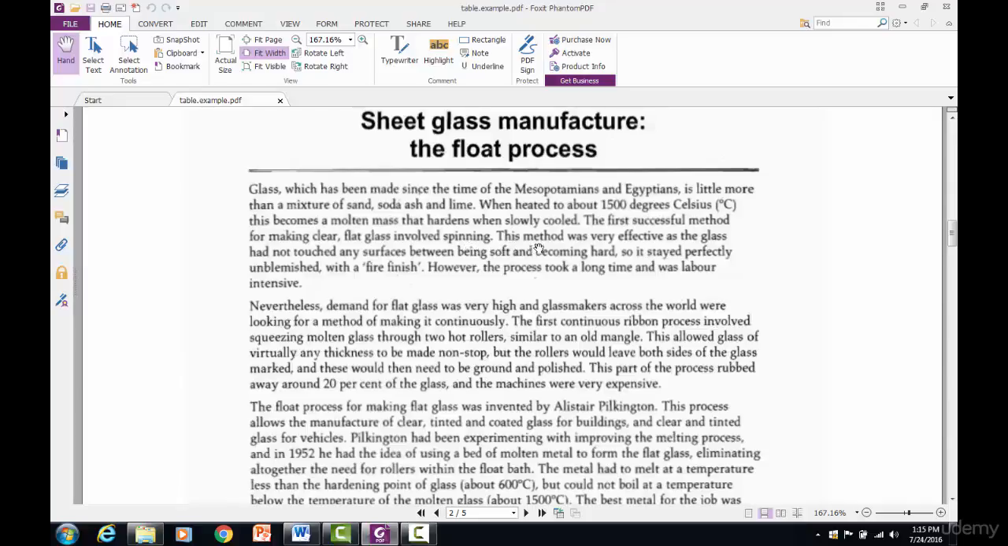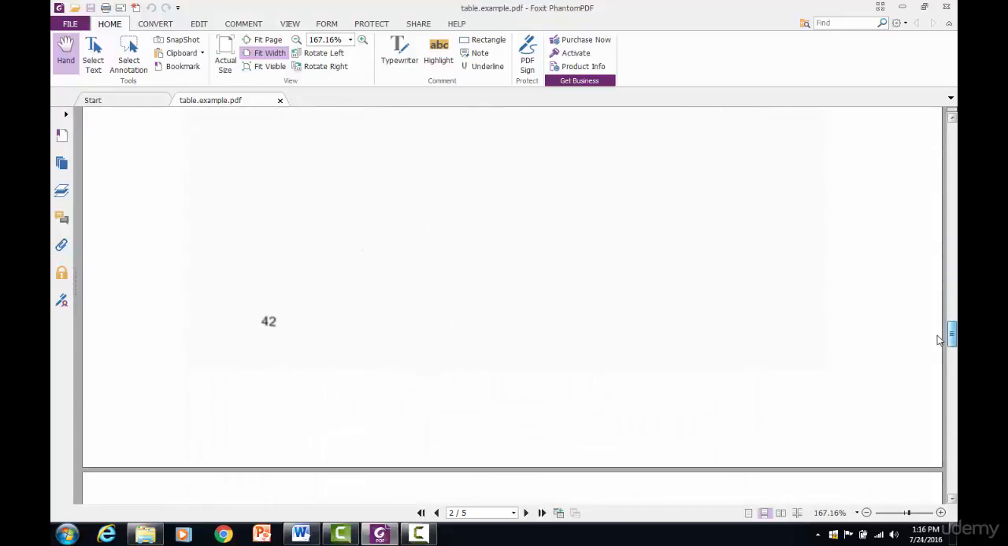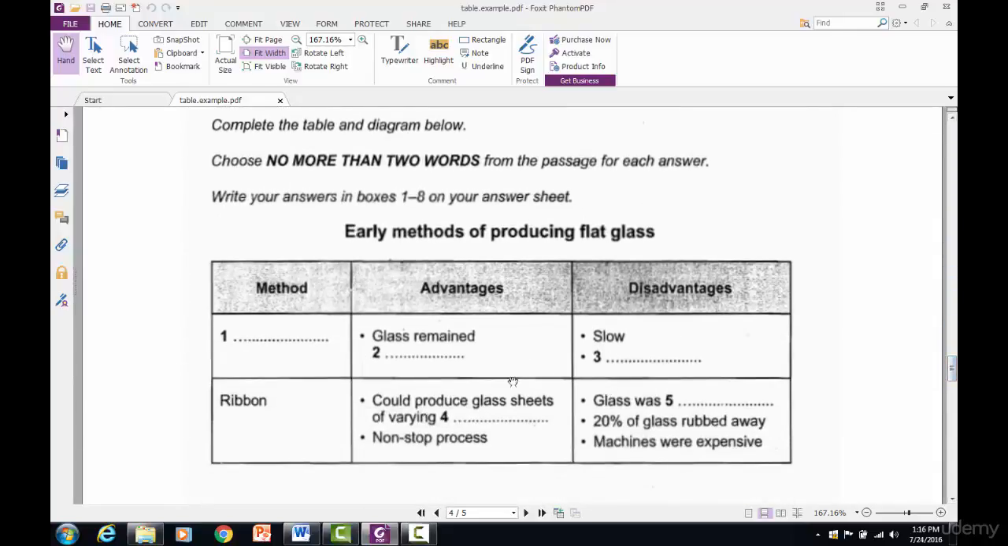All right, our next sentence says this method was very effective as the glass had not touched any surface between being soft and becoming hard, so it stayed perfectly unblemished with a fire finish. This method was very effective as the glass had not touched any surfaces between being soft and becoming hard, so it stayed perfectly unblemished. All right, so our answer for number 2 is unblemished, right? Because the word remained. The word remained right here.